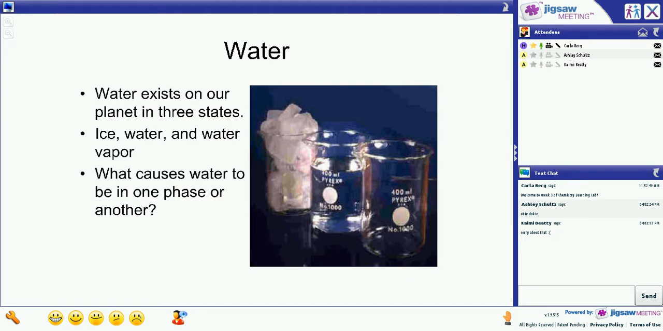So what causes water to be in one phase or another? What do you think? Just go ahead and turn your mics on and answer that one. Like the temperature of where it is, or the heat energy around it?